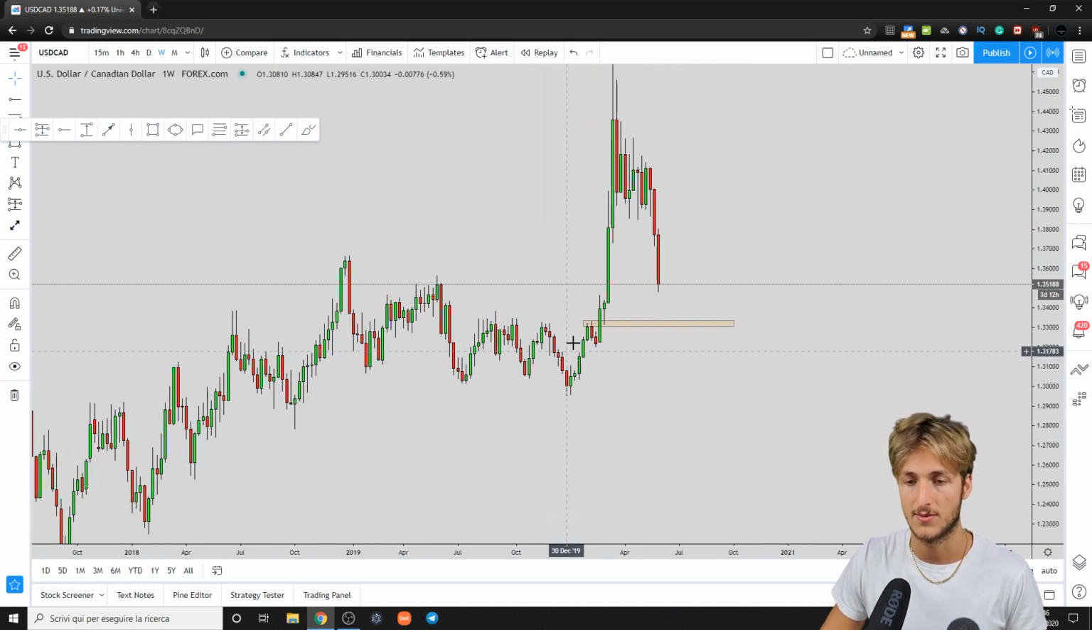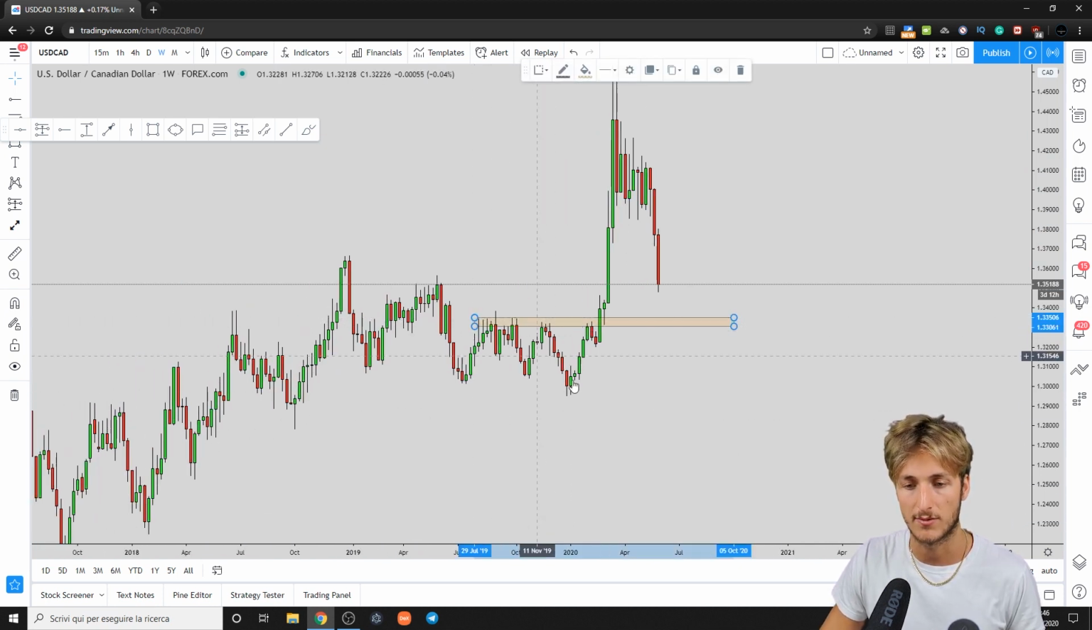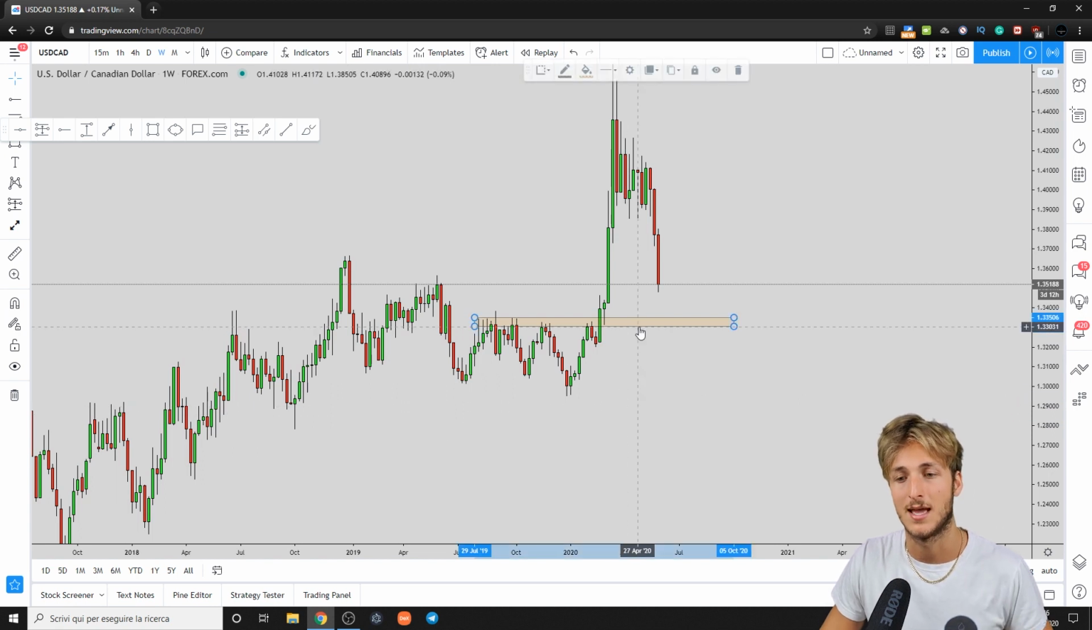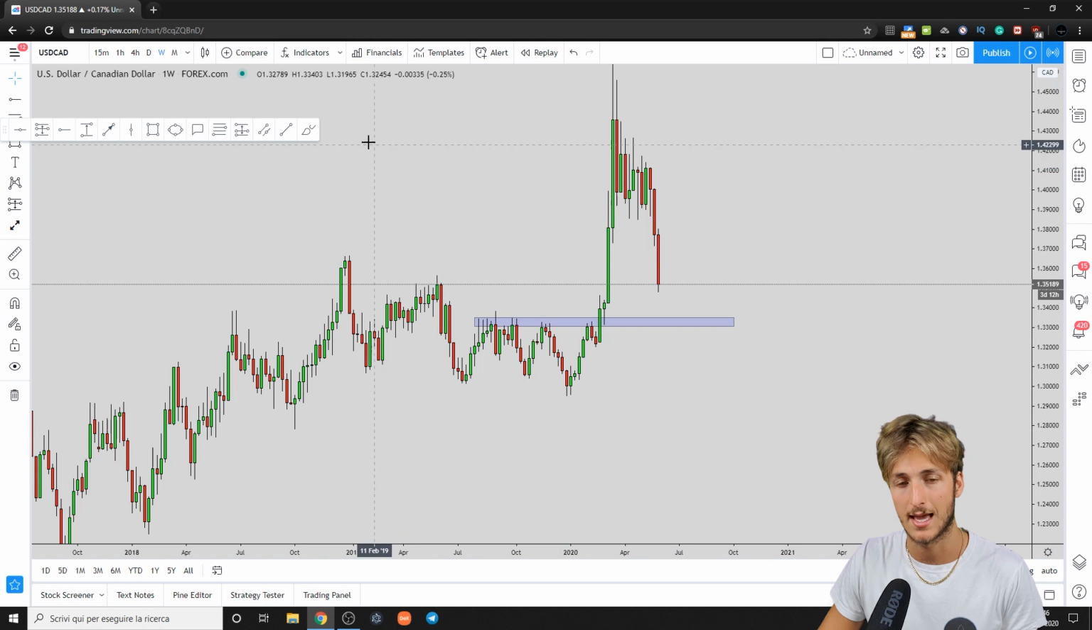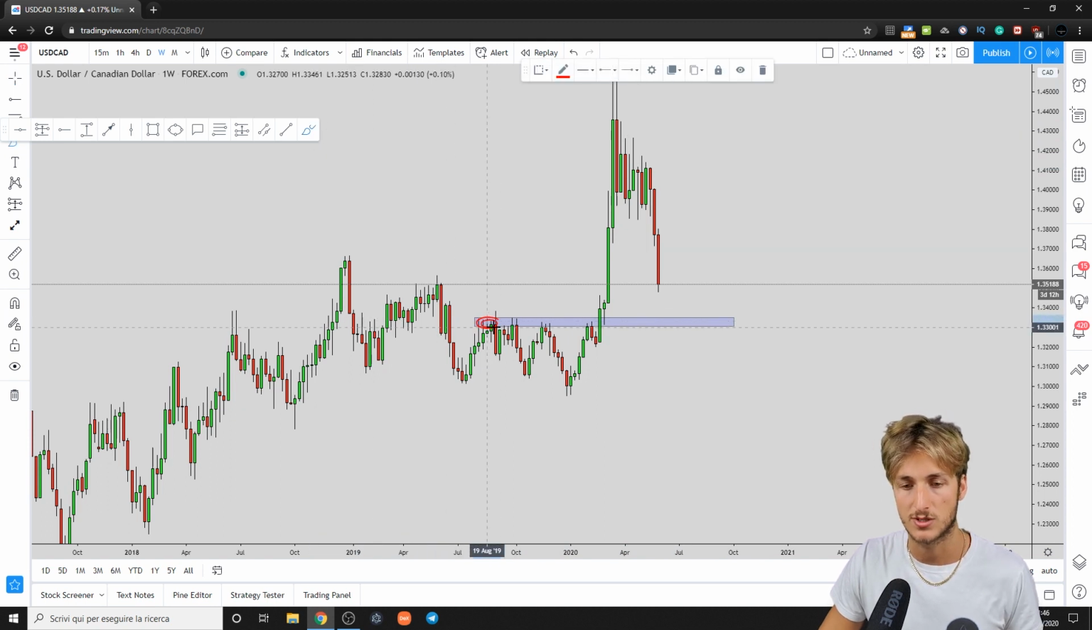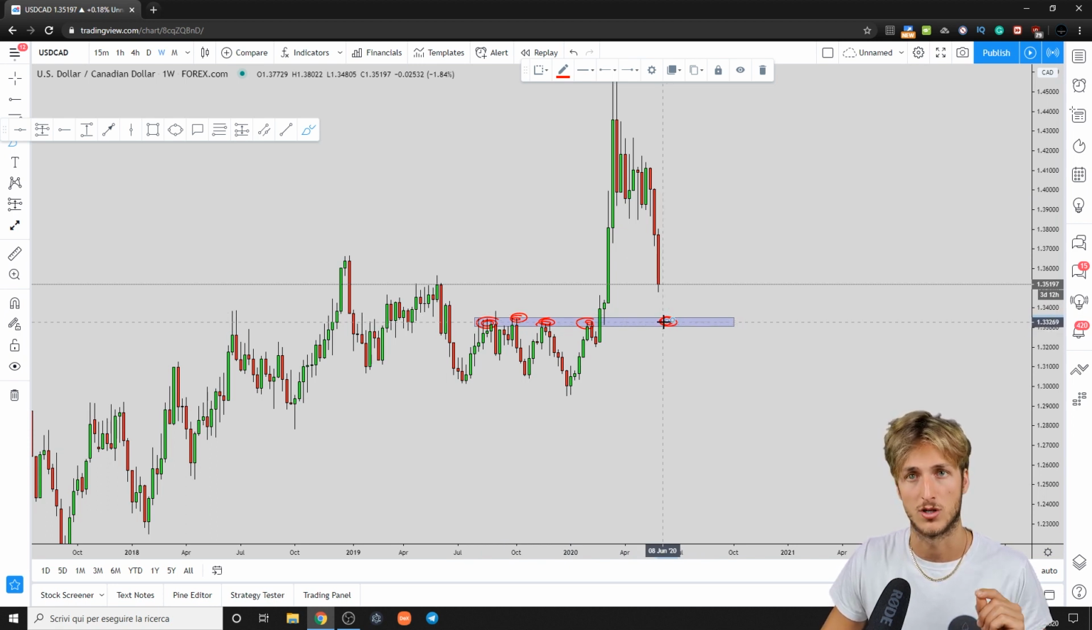However, at the same time, you also notice that if you look left, this was also in the past a very important structure level for USD CAD. In fact, it was very strong resistance here, again resistance here, again resistance here, again resistance here, and now that is broken to the upside. If the market will go and retest this level, this will be acting as very strong support.